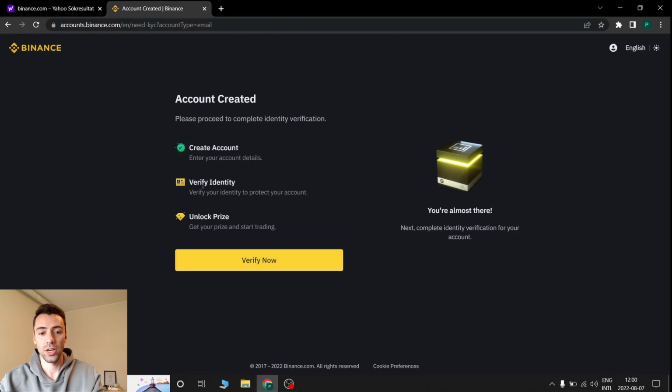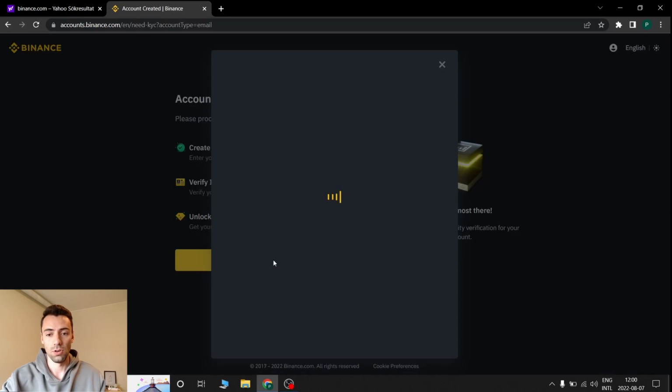So we have to actually verify. This is the new law and terms in Binance that we have to verify our accounts, verify our identification, and do the KYC actually. So verify now.